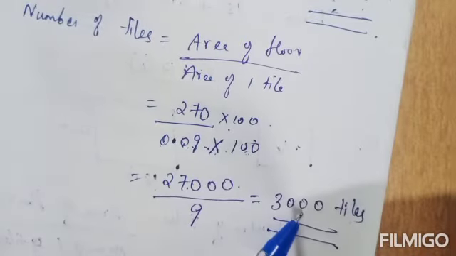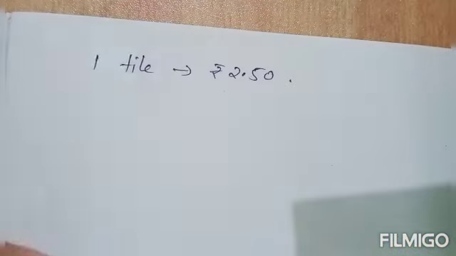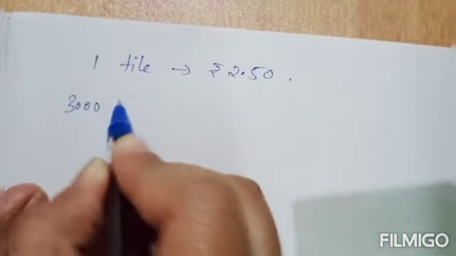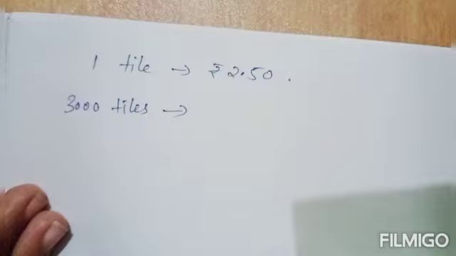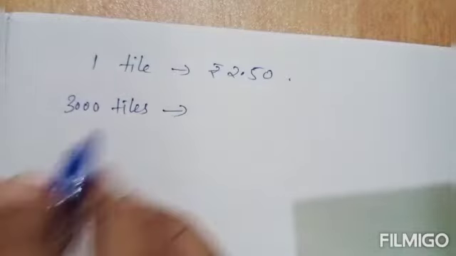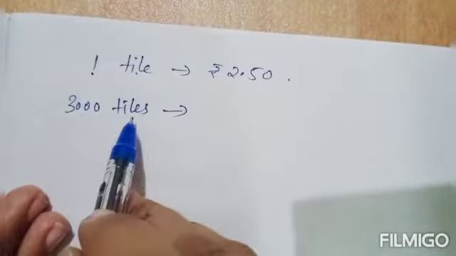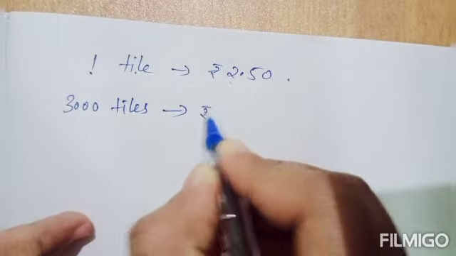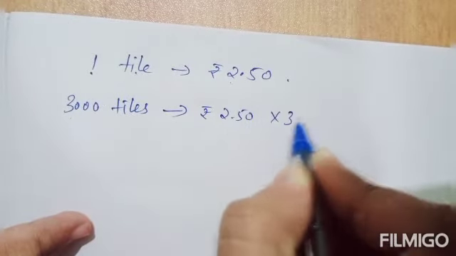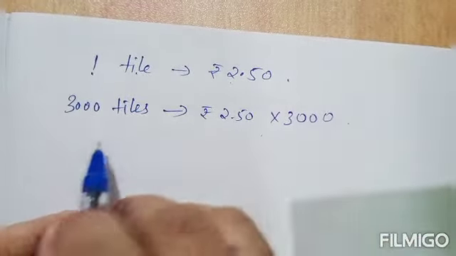We found it is 3,000 tiles. 3,000 tiles are required to cover that floor. So for 3,000 tiles, what is the cost? You need to find that here. Okay, so one tile costs rupees 2.50. So for 3,000 tiles it will be rupees 2.50 into 3,000. Just multiply.